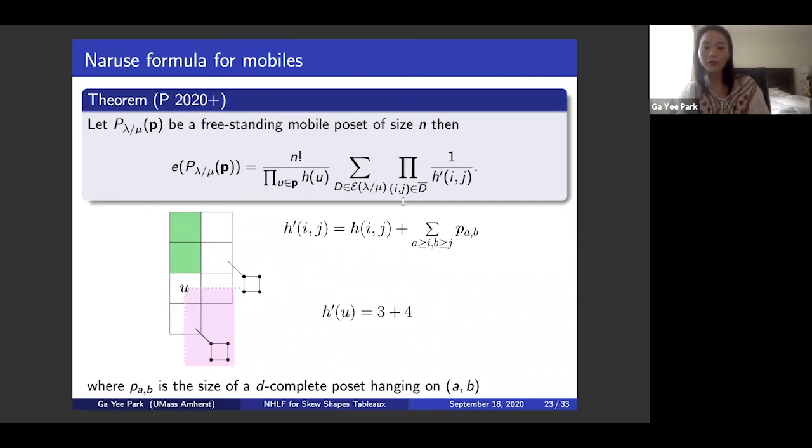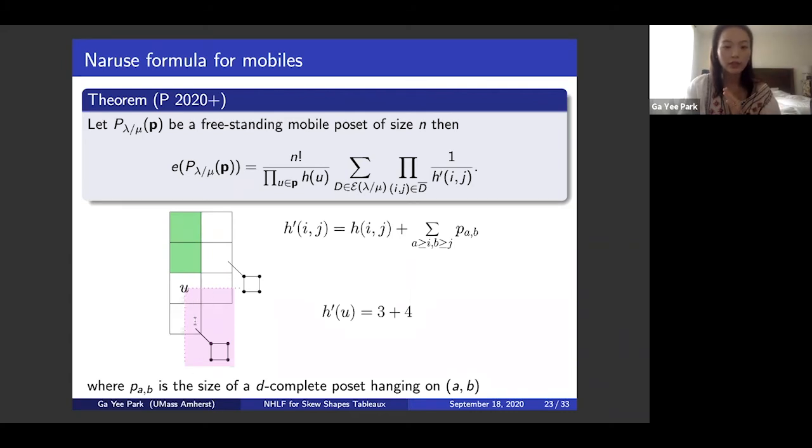And we now have to redefine hook for mobile posets. Given a border strip, if we are to get a new hook of each element, it is the original hook plus the size of the D-complete posets that are being hung to the right and to the below. So to the below is this pink line, and to the right is this pink line.